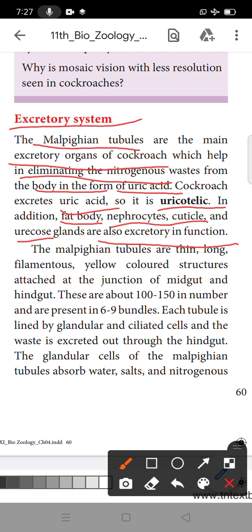The Malpighian tubules are thin, long, filamentous, yellow color structures attached to the junction of midgut and hindgut.